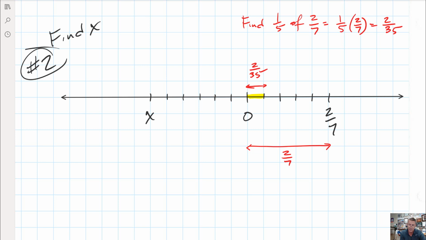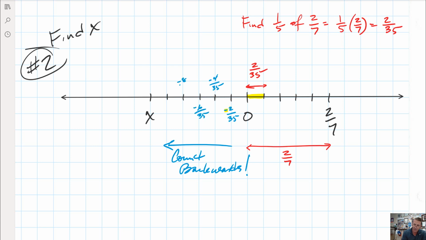You just count backwards. So this is going to be obviously equal to, if you count backwards here, negative 2/35, and you count backwards. And that's all you do. All right, and you just go for it. So negative 2/35, negative 4/35, negative 6/35, negative 8/35, negative 10/35, and negative 12/35. So I know that x equals negative 12/35.